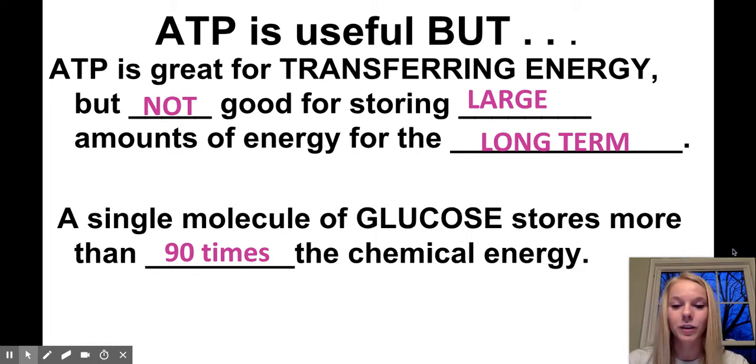ATP is great for transferring energy, but not good for storing large amounts of energy for the long term. Remember, ATP just carries the energy. A single molecule of glucose stores more than 90 times the chemical energy that ATP can hold. Your third keyword is A.